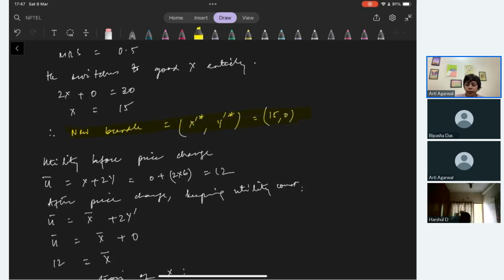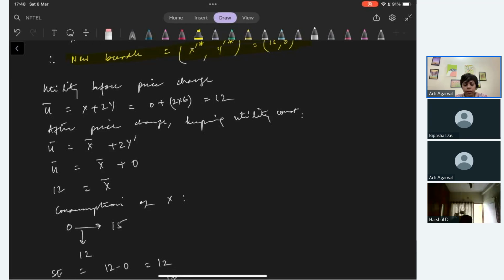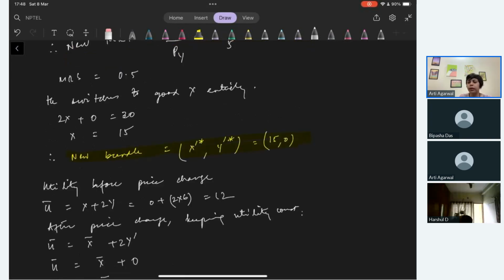Okay. Now we need to find income and substitution effects. We can find the substitution effect in a pretty straightforward way, which is that we take utility constant, and for that purpose we compute the initial utility. Initial utility, say u bar, was x plus 2y. This is the initial part. X was initially 0, y was initially 6, we get the value 12.